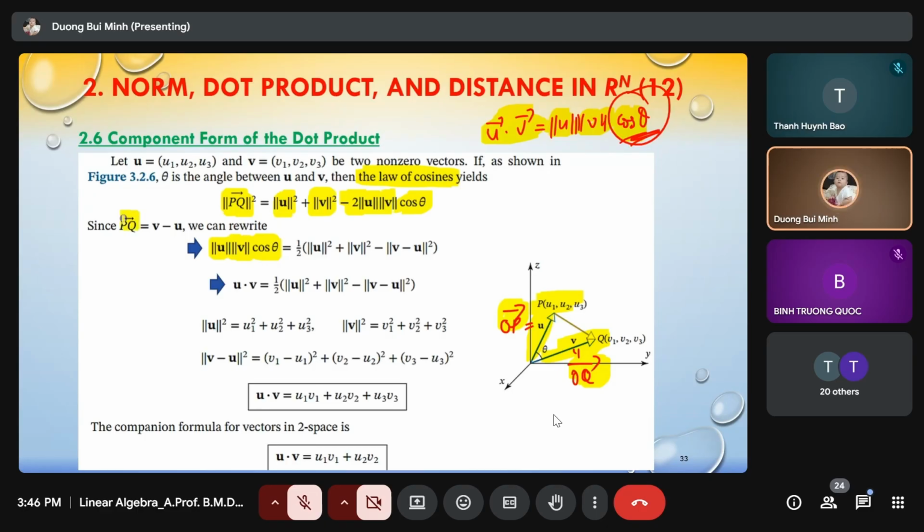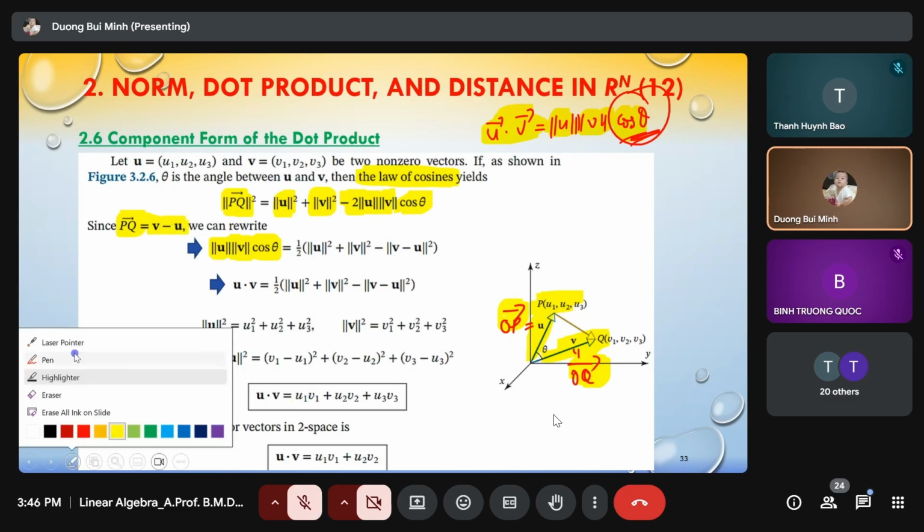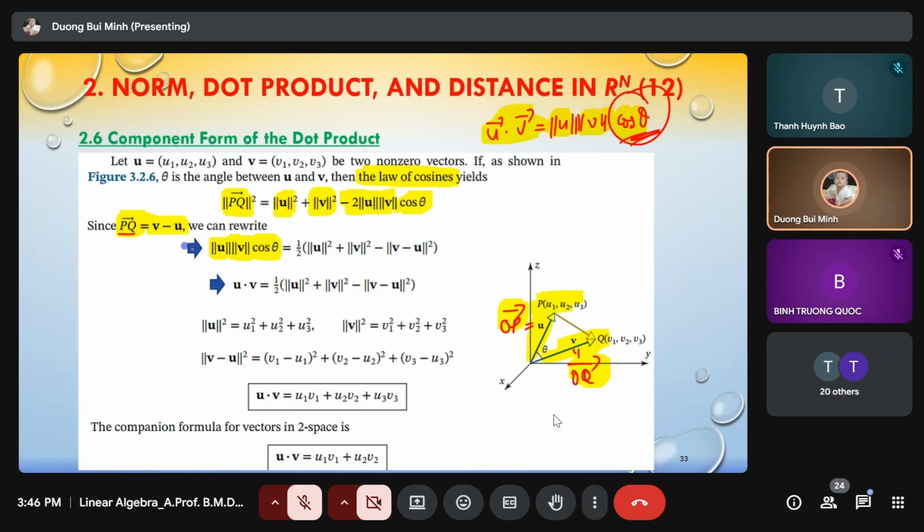Yes, and what's the vector BQ? Vector BQ is vector V minus, sorry, vector V minus vector U. You get vector BQ, right? Yeah. We have vector BQ is vector V minus vector U.